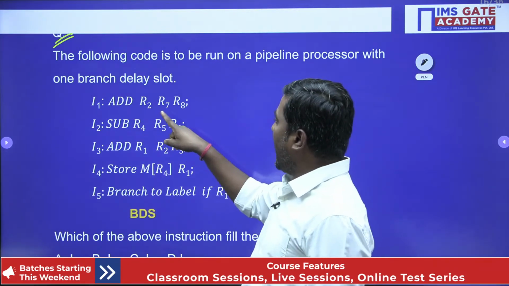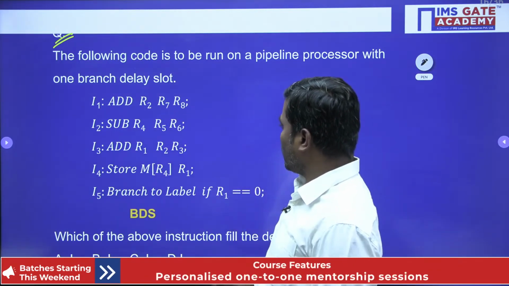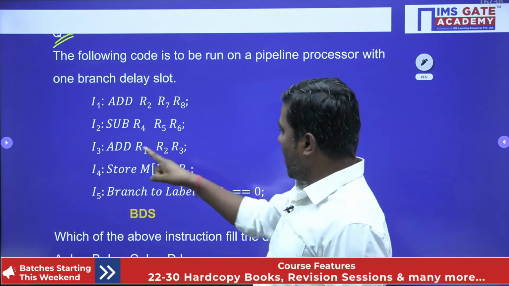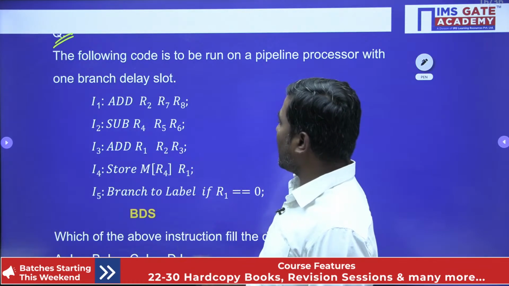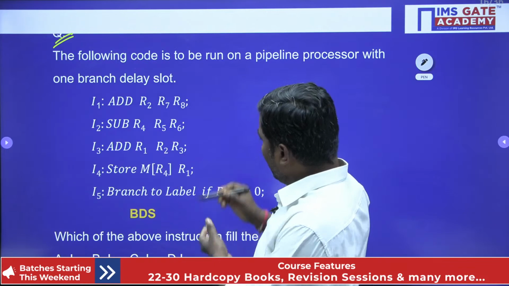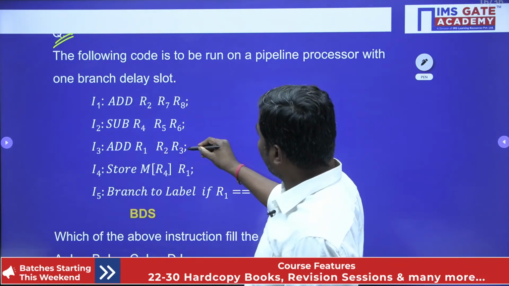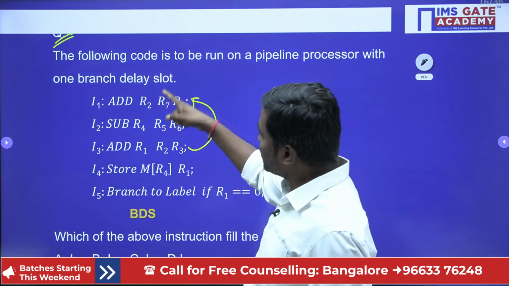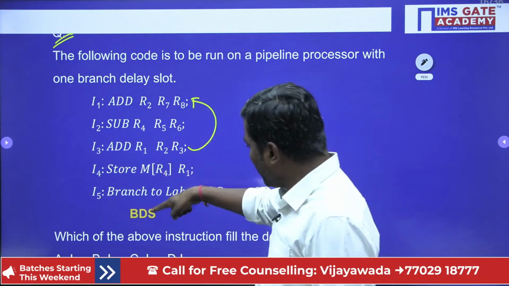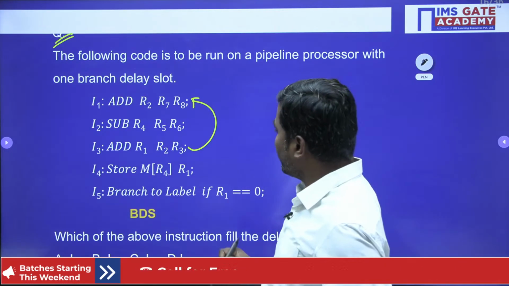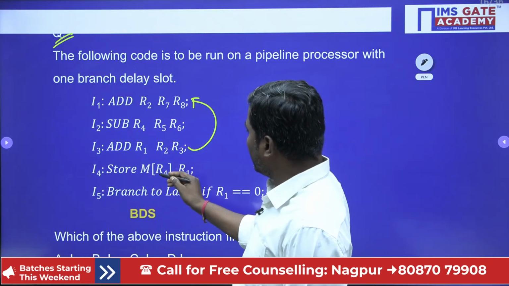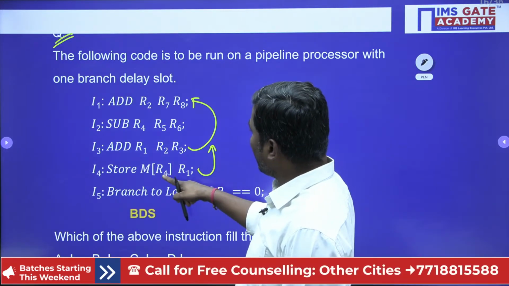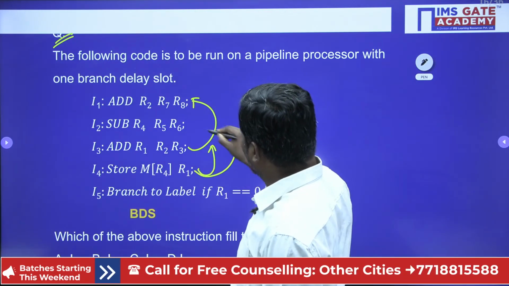So I1 says add R7, R8, storing in R2. I2 says subtract R5, R6, and store in R4. I3 says add R2, R3, storing in R1. Now understand, R2 as a source operand means it depends on this one. I3 depends on I1, so I1 should complete before I3. So I1 you cannot move here, correct? The store of R1 results in M of R4, so this depends on R4, computed by I2. So I2 also stays here only.